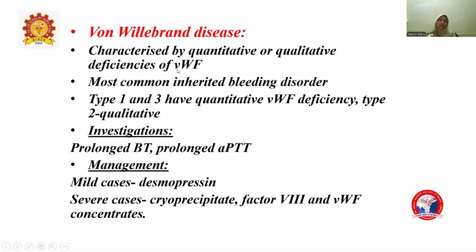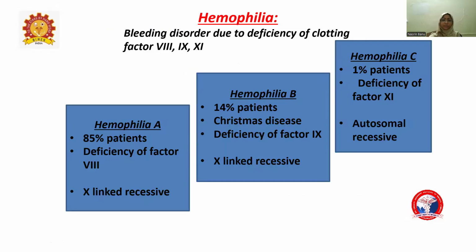Von Willebrand disease. This is characterized by quantitative or qualitative deficiency of von Willebrand factor. It is the most common inherited bleeding disorder. There will be deficiency of von Willebrand factor, and there will be prolonged bleeding time and prolonged APTT. Mild cases can be managed with desmopressin. In severe cases, cryoprecipitate, factor 8, and von Willebrand concentrates are used.